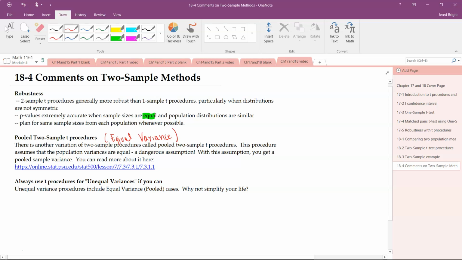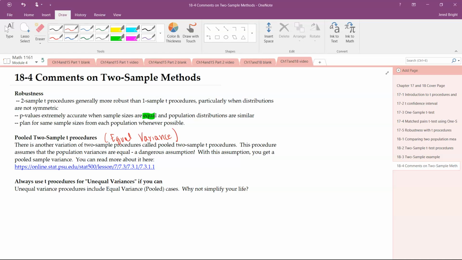And I do provide a link from Penn State on this, so you can take a look at it there. But generally in practice, if you use the methods that we introduced in these videos, the equal variances case is contained in the unequal variances case. So really, there's no reason to do equal variances if you can do the unequal variances case. So let's simplify our lives and only remember one.